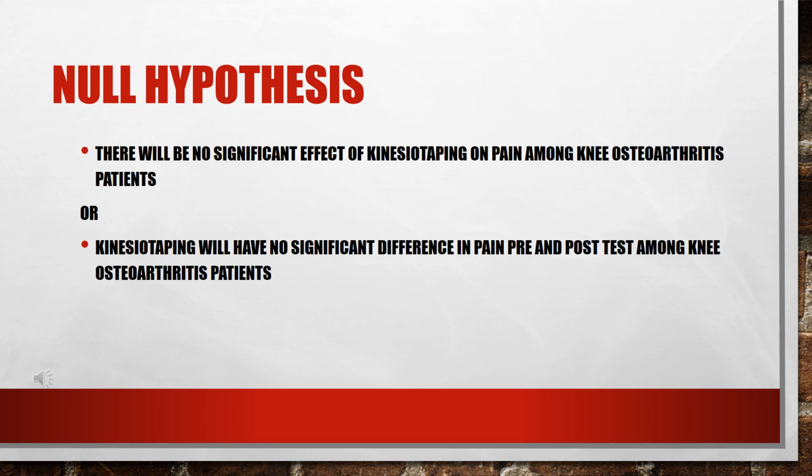The null hypothesis could also be framed in another way. It could be like this: kinesiotaping will have no significant difference in pain pre and post test among knee osteoarthritis patients. So if you could see, the two hypotheses mentioned over here are saying the same thing, but you can write it in a different manner. It is up to you how you frame your hypothesis, but the important thing is that no significant effect or no significant difference and the dependent, independent variables and the outcome should be mentioned in your hypothesis.